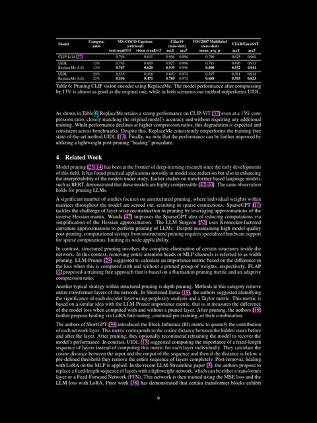Methods in this category remove entire transformer layers of the network. In Shortened LLaMA 18, the authors suggested identifying the significance of each decoder layer using perplexity analysis and a Taylor metric. This metric is based on a similar idea to the LLM Unit importance metric. That is, it measures the difference of the model loss when computed with and without a pruned layer. After pruning, the authors 18 further proposed healing via LoRA fine-tuning, continual pre-training, or their combination.